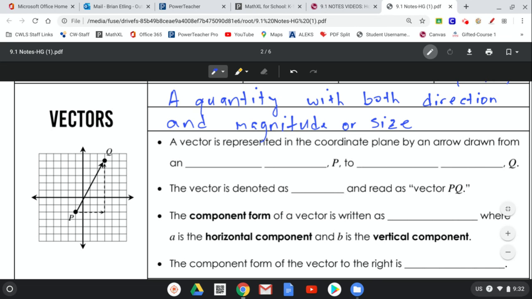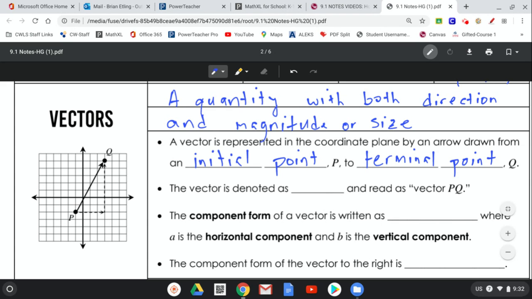All right. So a vector is represented in the coordinate plane. So that's where our specific part comes in. It's represented in the coordinate plane by an arrow drawn from an initial point. So in the picture, the initial point is P, and then it's drawn to a terminal point, which is Q.